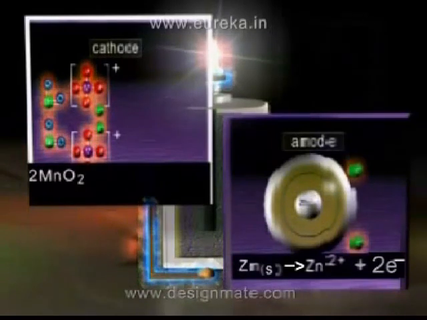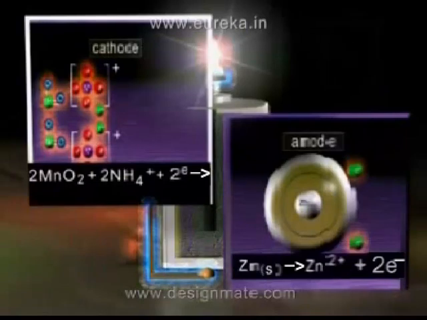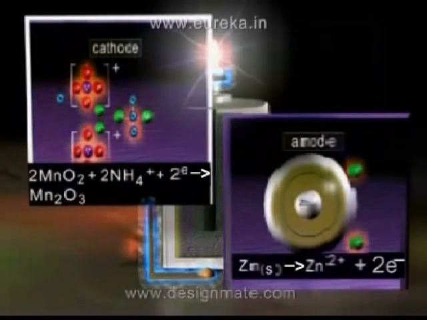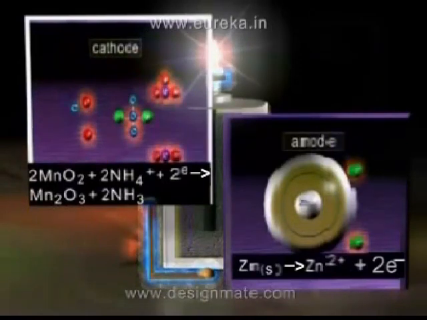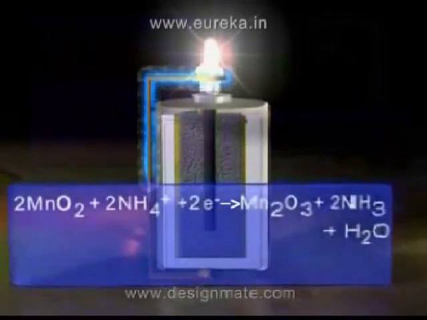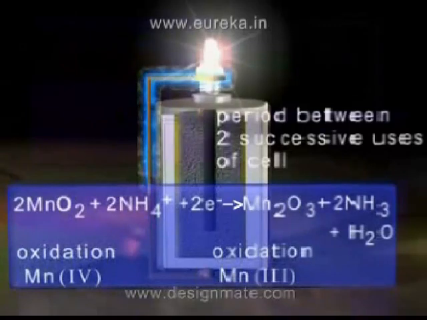At the cathode, 2MnO2 + 2NH4+ + 2e- gives Mn2O3 + 2NH3 + H2O. However, the actual reaction occurring at the cathode depends on the duration of continuous use of a cell and the period between two successive uses of the cell.